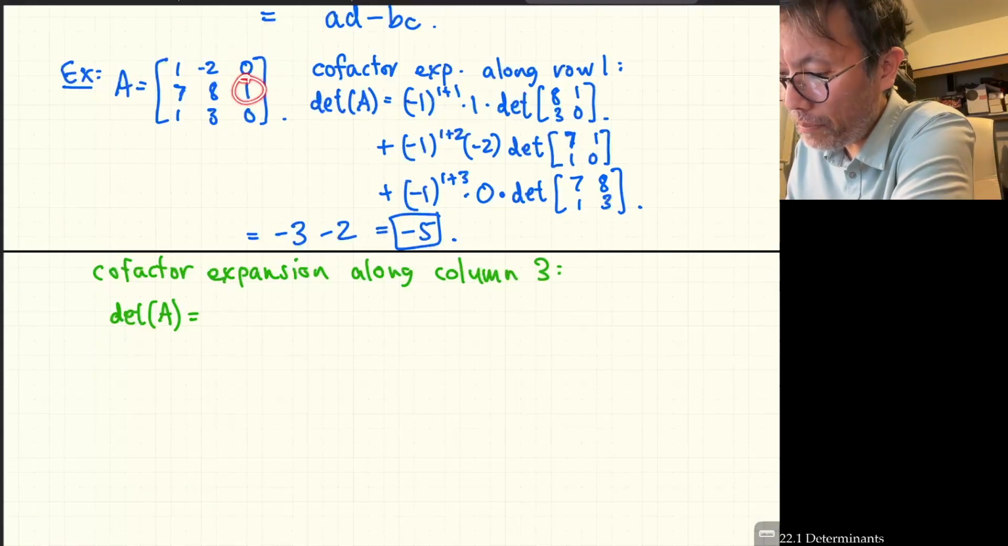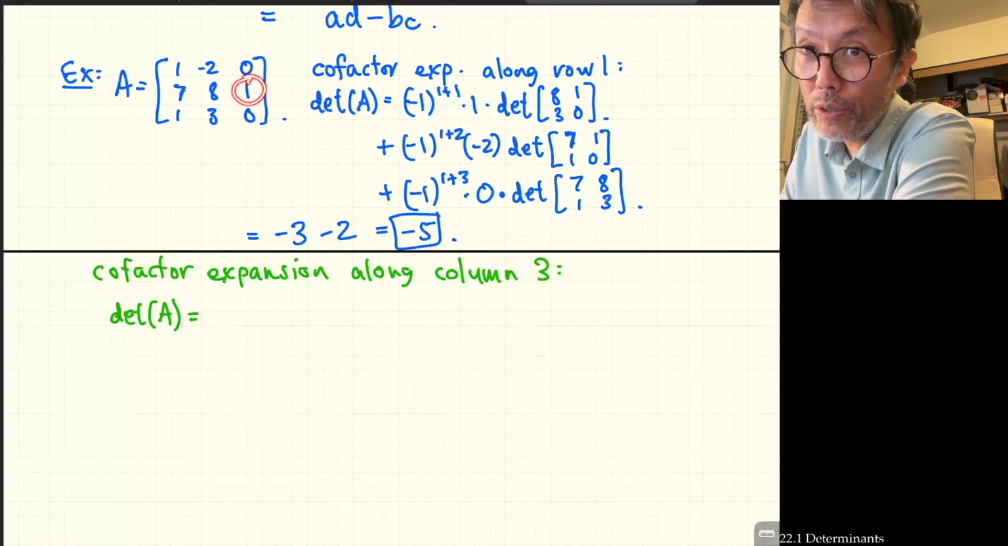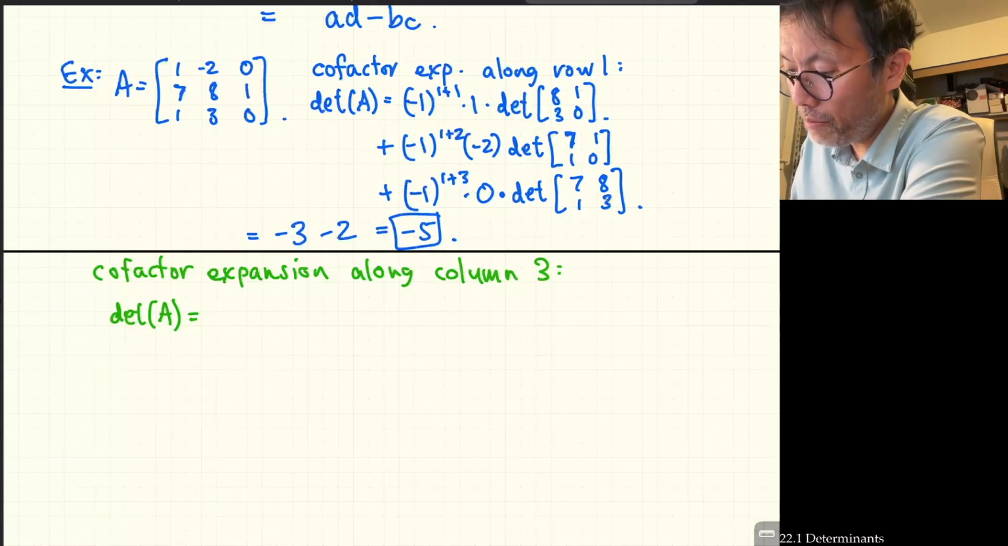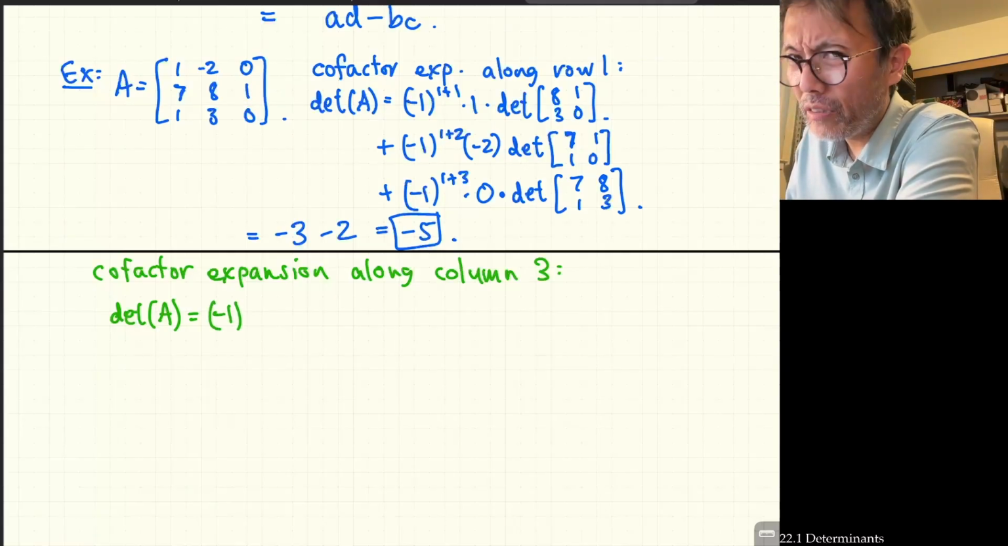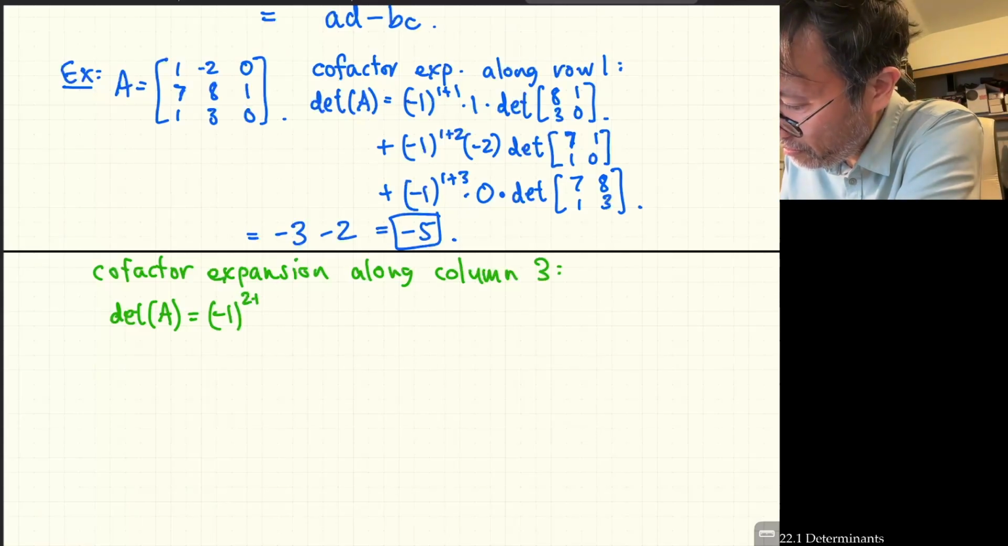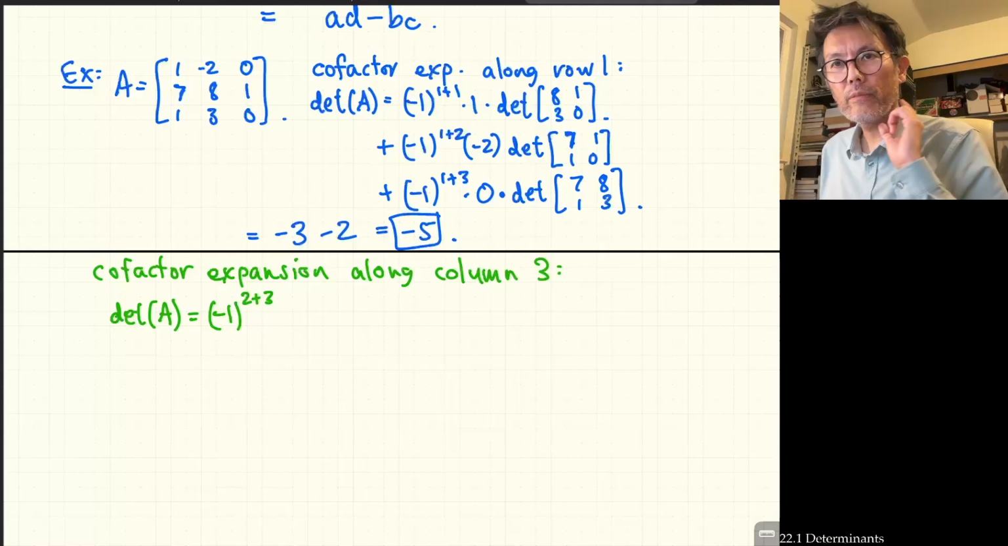What does matter is, of course, the next entry. Here, I have to think about that one. Now, first of all, what's the row index? That's 2. And what's the column index? That's 5. So this is going to be negative 1. Wait, the column index is 3, I mean. And 2 plus 3 is 5. My brain is rotting.